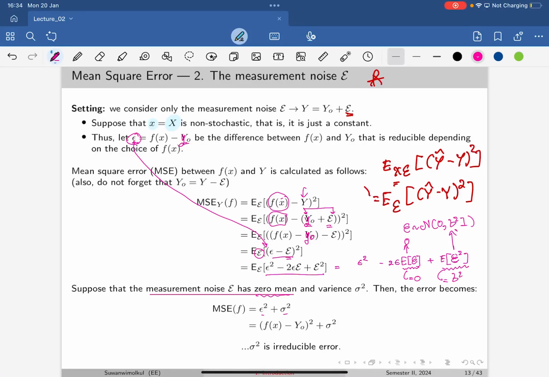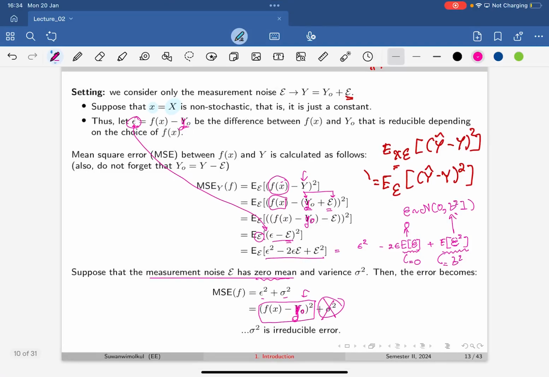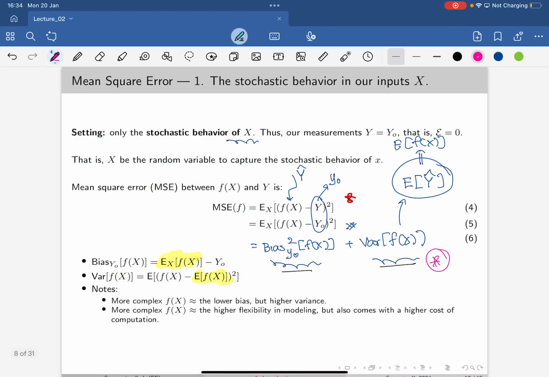Okay, so what this means is that if we are not considering the stochastic behavior of x, we will have some deviation of that output function from the ground truth value, which should be y0, the small one, plus the variance. And actually we know that this term, if there's no noise, it's just this term, right? But if x is a stochastic variable, then it becomes this formulation.